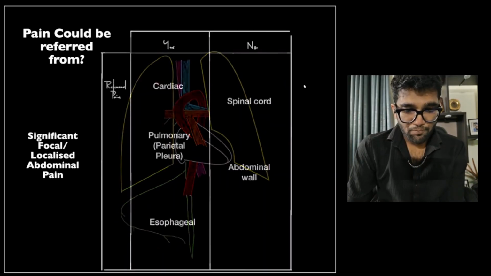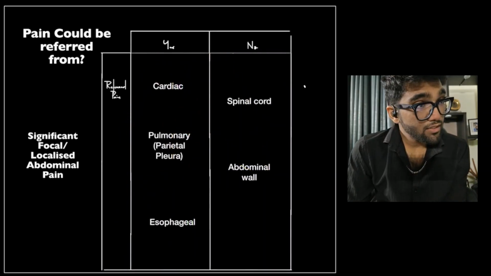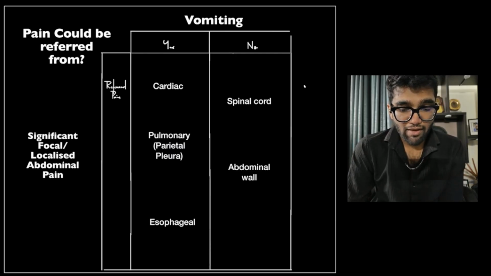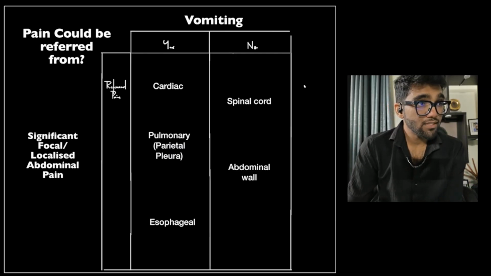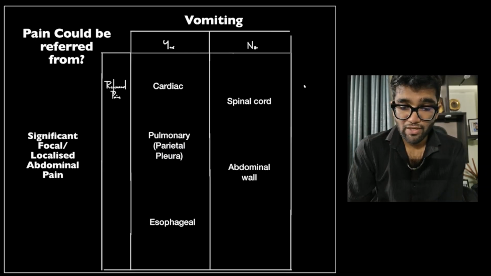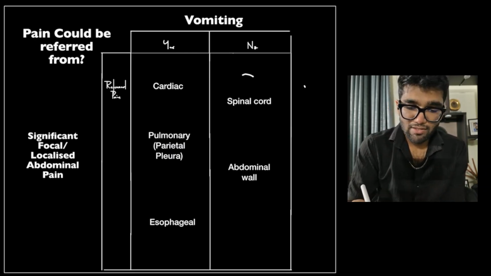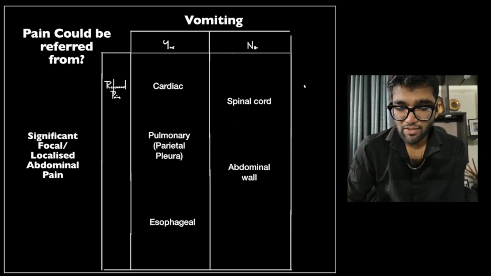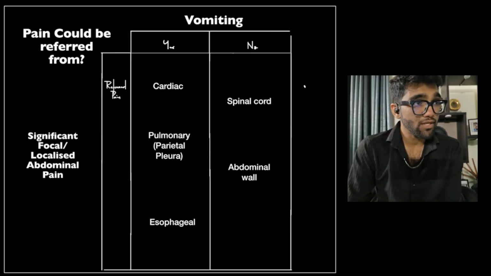Now, like I've said earlier, we'll divide the causes based on whether or not you could have vomiting along with it. Vomiting, obviously, in this situation would be due to activation of the vagus. The vagus does not supply the abdominal wall or the spinal cord, so as a result, you will not get vomiting in cases where the pain is referred from there. But yes, it does supply the heart, various parts of the pulmonary architecture and the esophagus. So as a result, you can get vomiting in those situations.